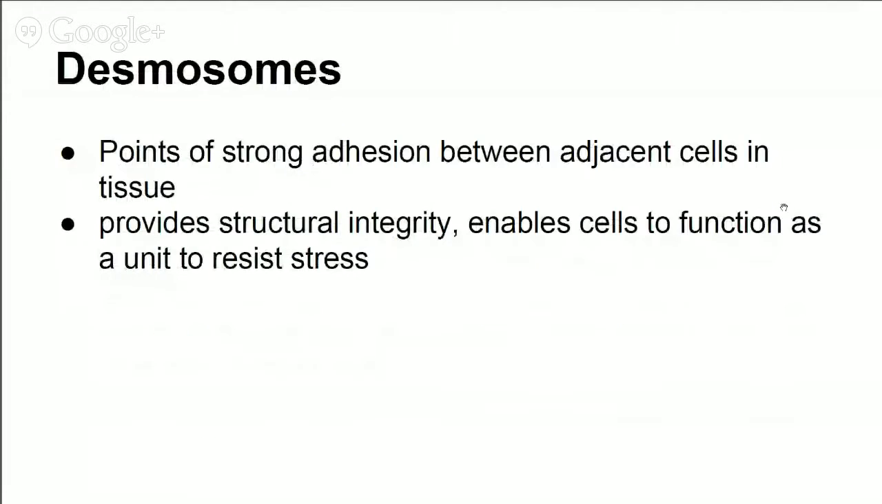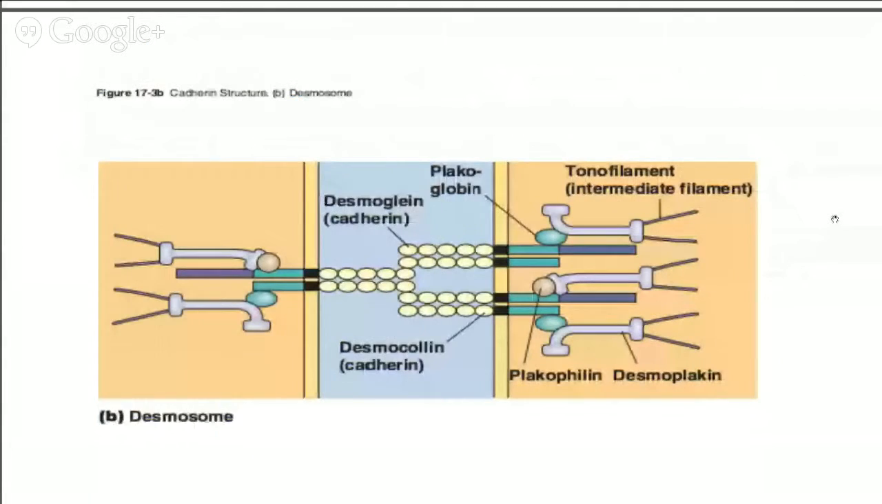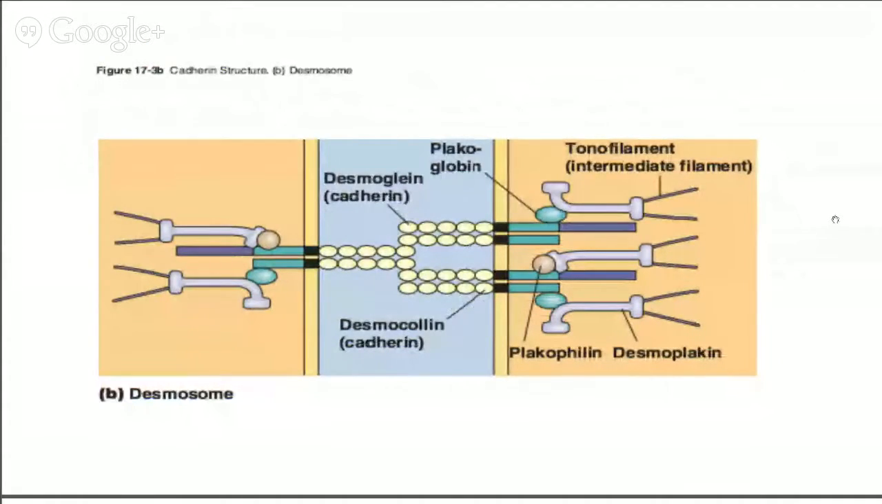Desmosomes are points of strong adhesion between adjacent cells and tissue, and they provide structural integrity and enable cells to function as a unit to resist stress. And this is a figure of a desmosome. You've got the desmoglein cadherin and desmocollin cadherin that join the two hemidesmosomes together, and on the sides you have the intermediate filament.